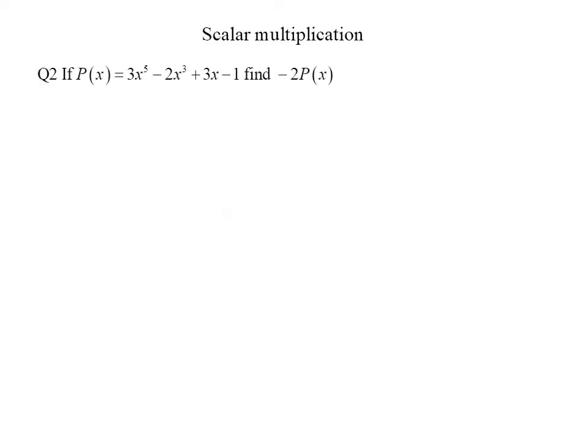To multiply a polynomial by a scalar, we multiply each term of the polynomial by the scalar. In example 2, we multiply each term of the polynomial p(x) by negative 2, which results in negative 6x to the power of 5 plus 4x cubed minus 6x plus 2.